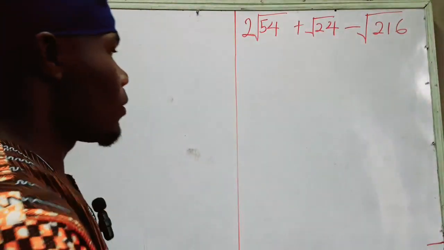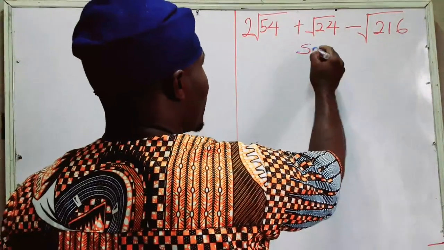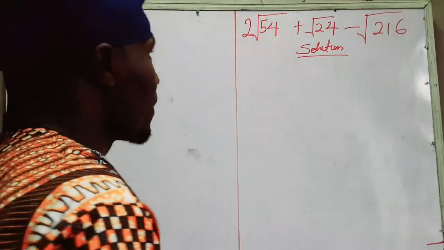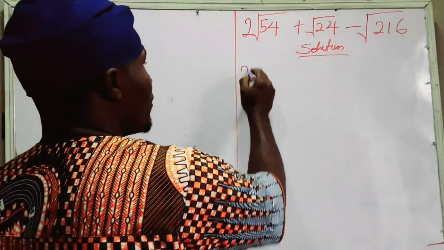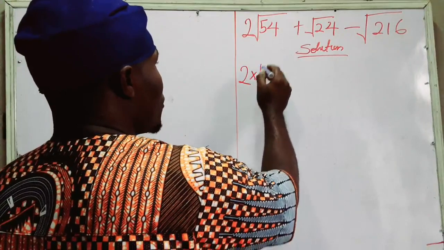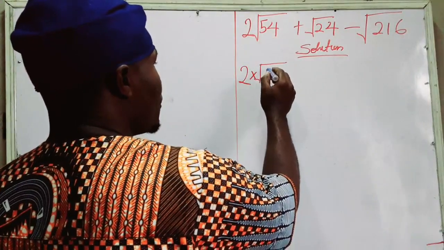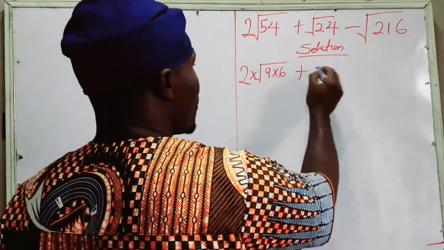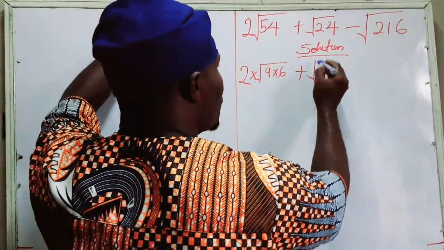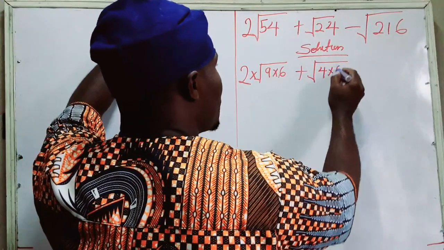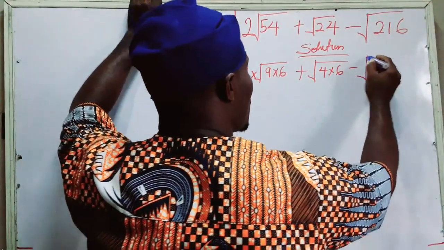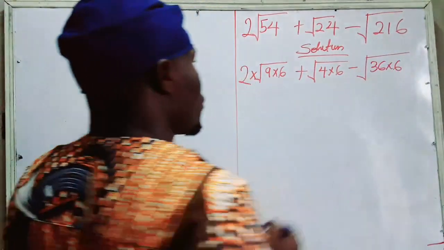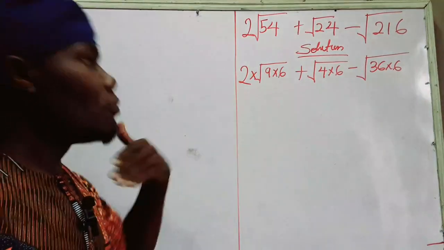So in solving questions of these forms, you must simplify step by step. How do you simplify? We have 2 times root 54 will give you 9 times 6, plus root 4 times 6, minus root 36 times 6. So this is how to simplify surd.